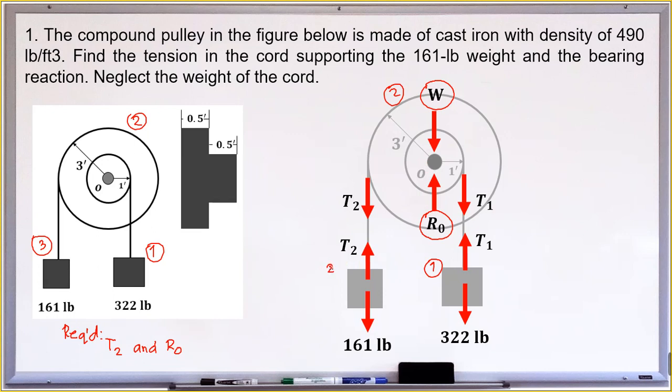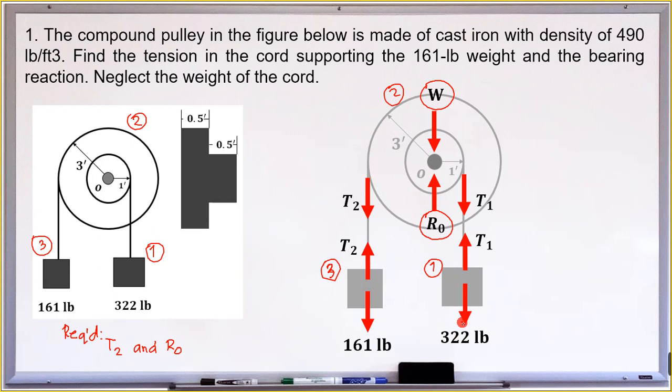The last object, object number 3, is our 161 pounds block. The dimension here is not so important in motion analysis, and it is very small compared to its path of travel, which is vertical. Therefore, we consider this as a particle, the same with the 322 pounds block.